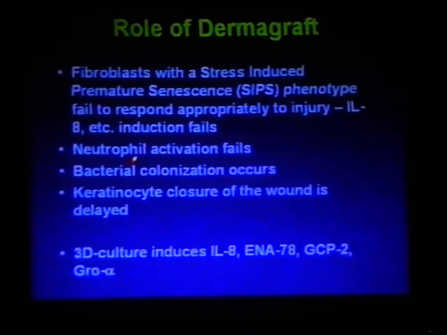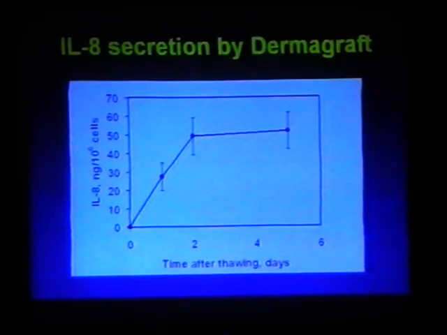And so the 3D cultures that we're using here and implanting induce these agents. And in fact, they produce large quantities of them. This is just looking again at IL8. And we're looking here at 30 to 50 nanograms of IL8 made per day per million cells. Remember, VEGF is about a nanogram per mil per day. This is between 1 and 2 orders of magnitude higher than the amount of VEGF.